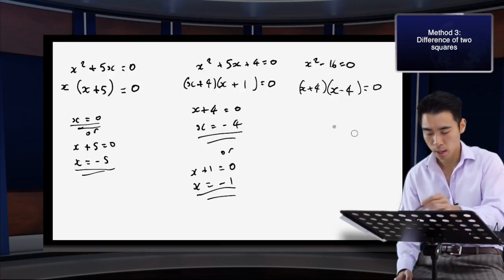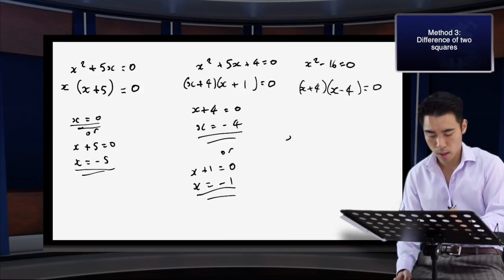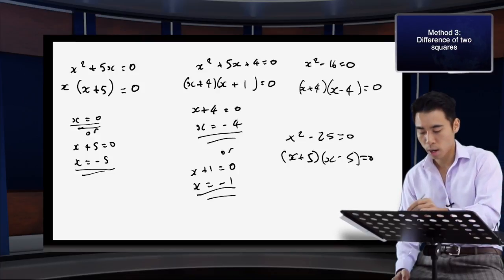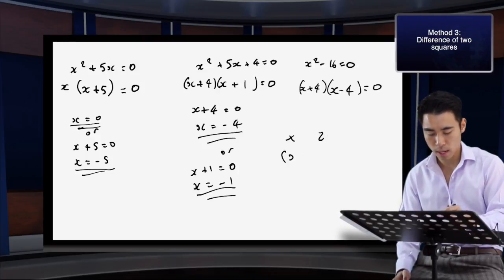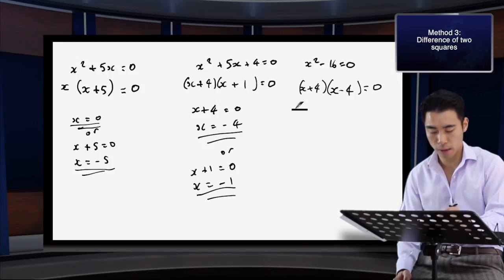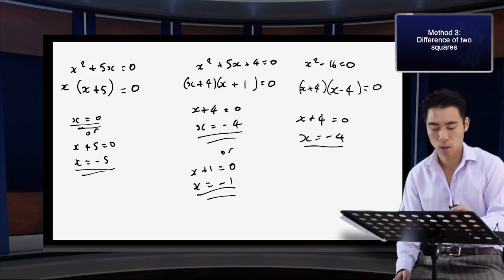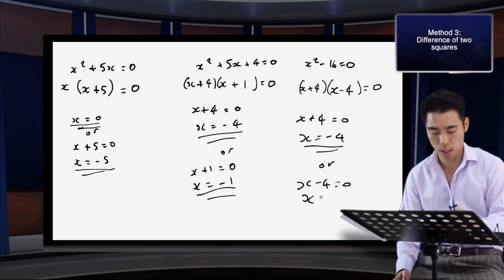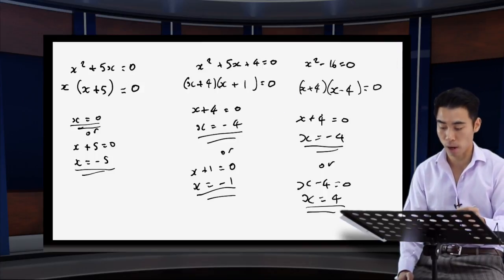And similarly, if I had x squared minus 25 equal to 0, rather than 4 and 4, it will be 5 and 5. x plus 5, x minus 5 equal to 0. And then just looking at this, let's just solve this for completeness. So again, you know that either x plus 4 equals 0, in which case x equals minus 4, or x minus 4 equals 0, in which case x equals positive 4. Okay, so those are 3 different methods of factorisation.